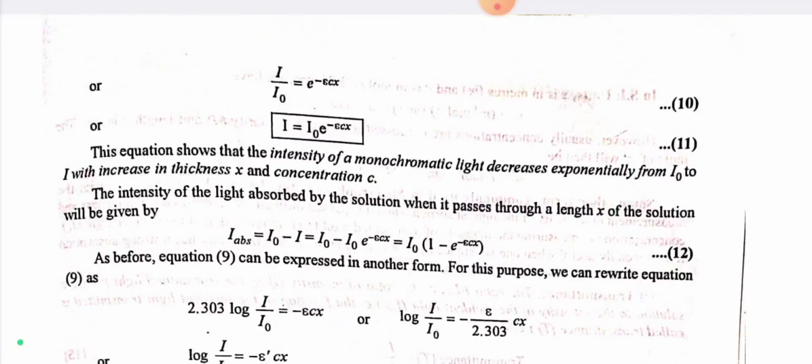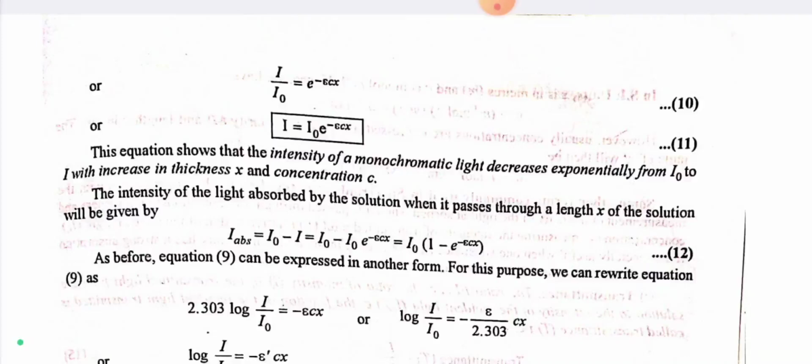The intensity of the light absorbed by the solution when it passes through a length x of the solution will be given by I absorbed is equal to I naught minus I is equal to I naught minus I naught e to the power minus epsilon cx is equal to I naught into 1 minus e to the power minus epsilon cx. Equation number 12.